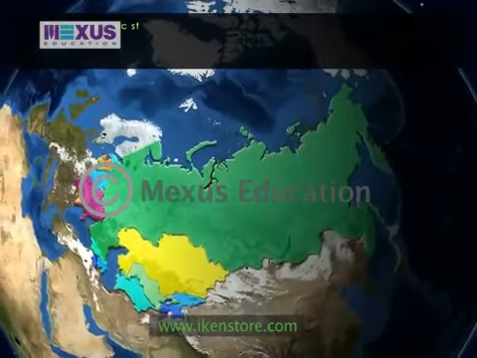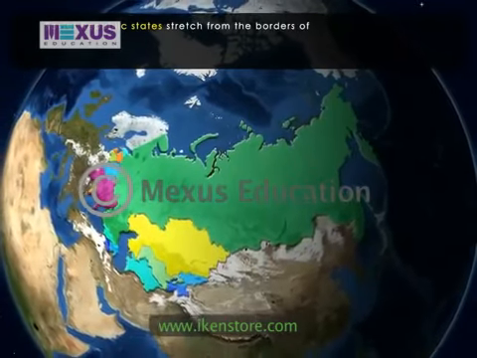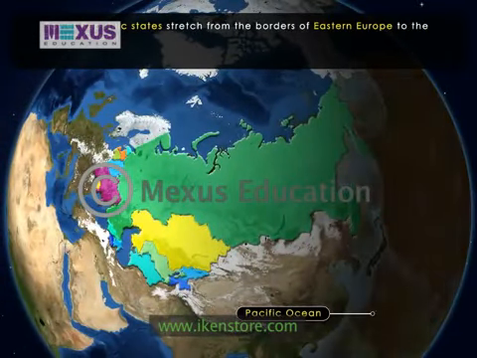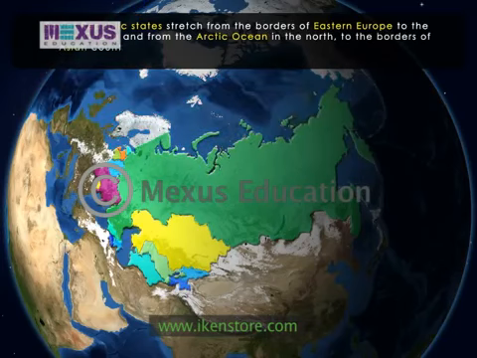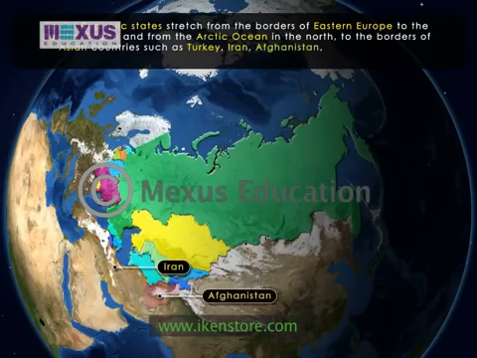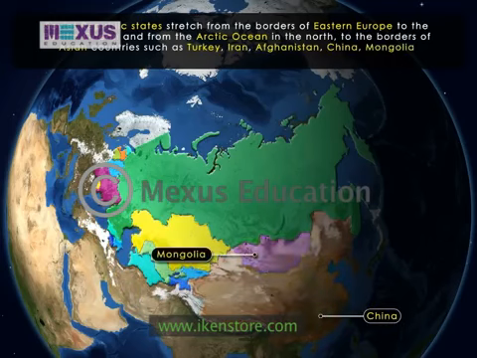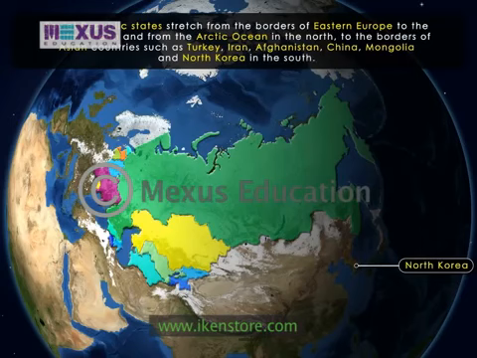Soviet Republic states stretch from the borders of Eastern Europe to the Pacific Ocean and from the Arctic Ocean in the north to the borders of Asian countries such as Turkey, Iran, Afghanistan, China, Mongolia and North Korea in the south.